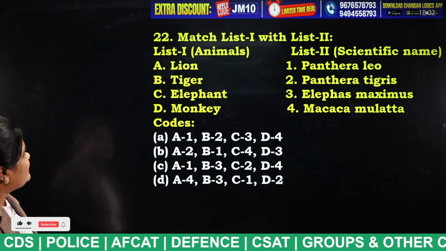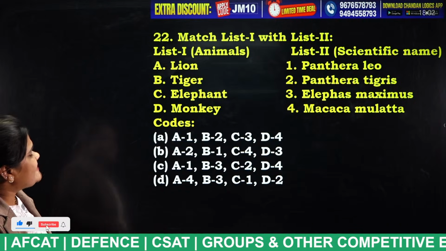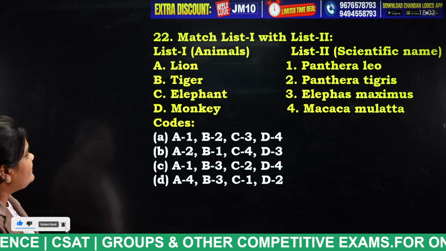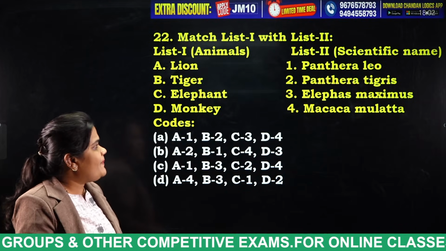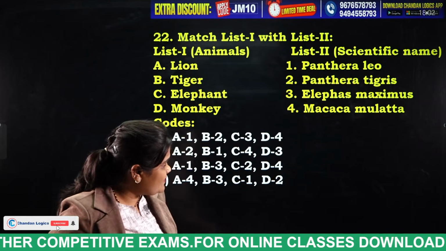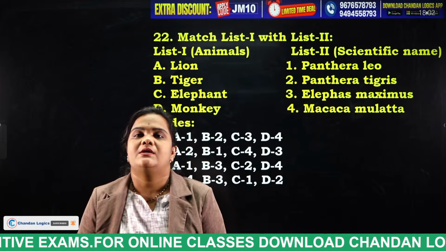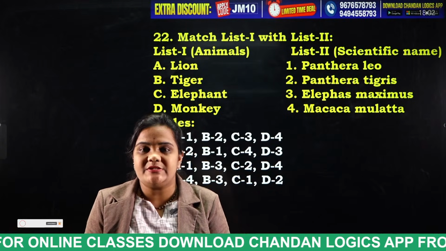Match list 1 with list 2. Animals and their scientific names. Lion, tiger, elephant, monkey. Panthera leo, Panthera tigris, Elephas maximus, Macaca mulatta. Tell me. So match it and put your answer in the comment section.